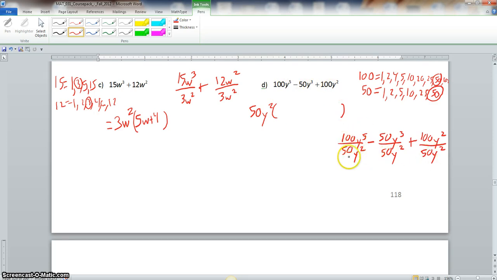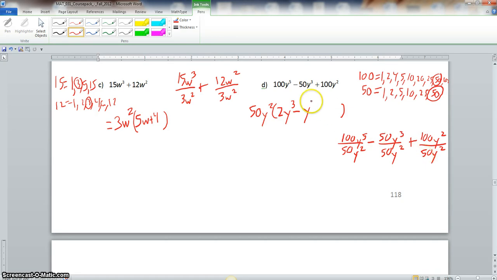So we have 100 divided by 50, which is 2. Y to the fifth divided by y to the second, we know is y to the third. This would be minus 50 divided by 50, we know is 1. Y to the third divided by y to the second would just leave us y to the first, or just y.